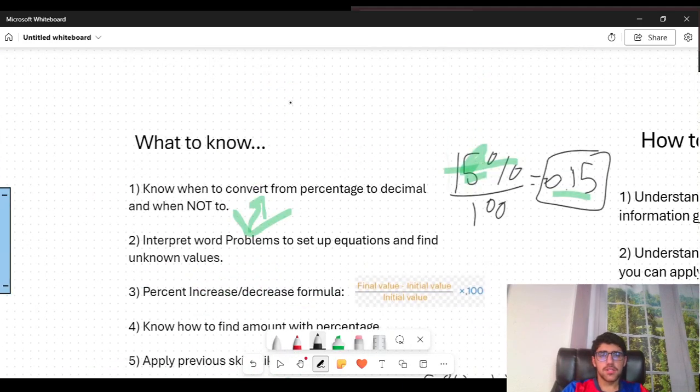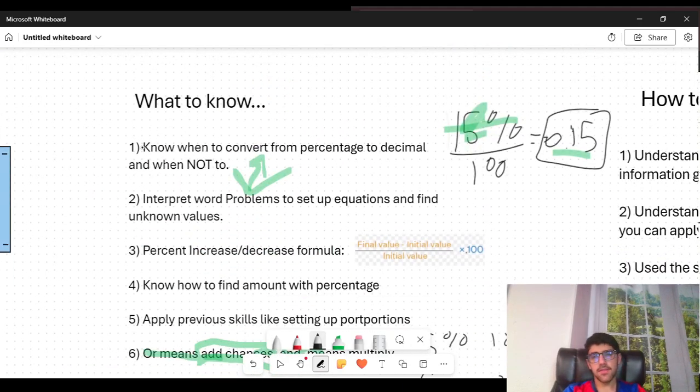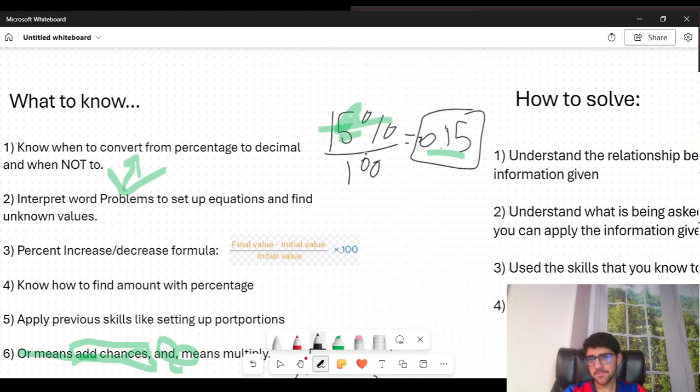So that is it for everything you need to know. If there's anything that I missed, I will go over it in the examples, but I don't think I missed anything.